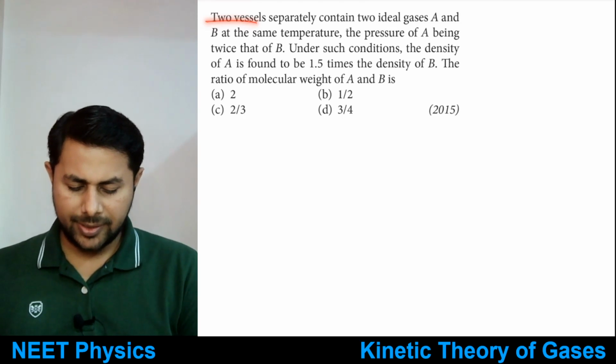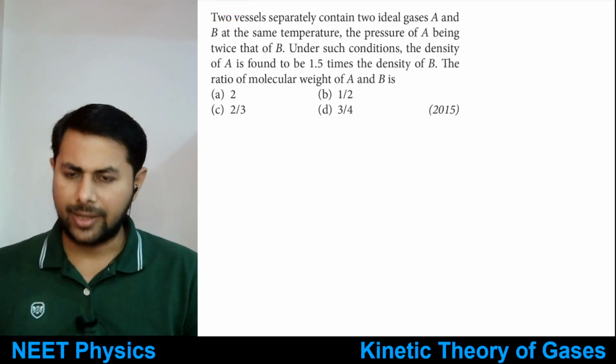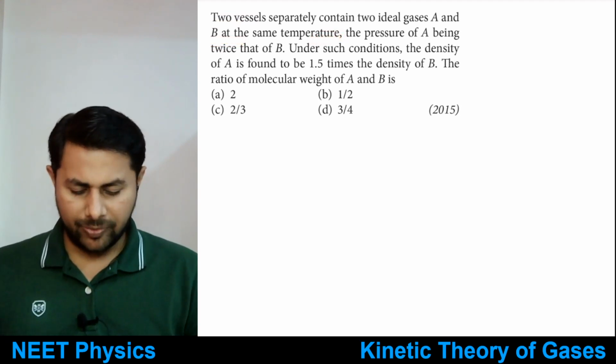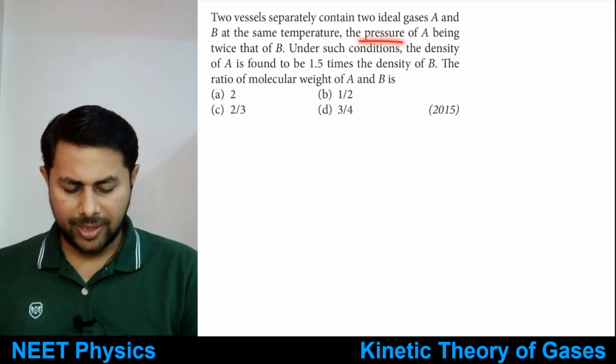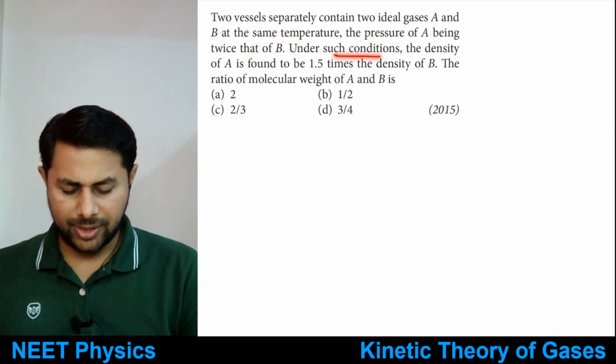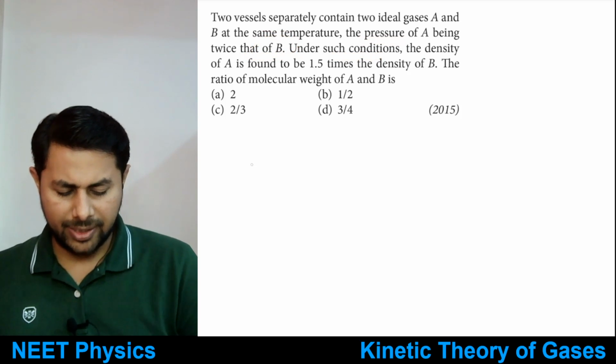Two vessels separately contain two ideal gases A and B at the same temperature. So two different vessels, same temperature. The pressure of A is twice that of B. Under such conditions, let's first write PA is equal to 2 times PB.